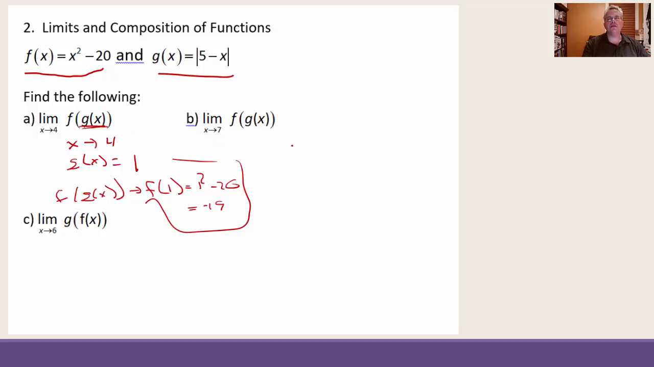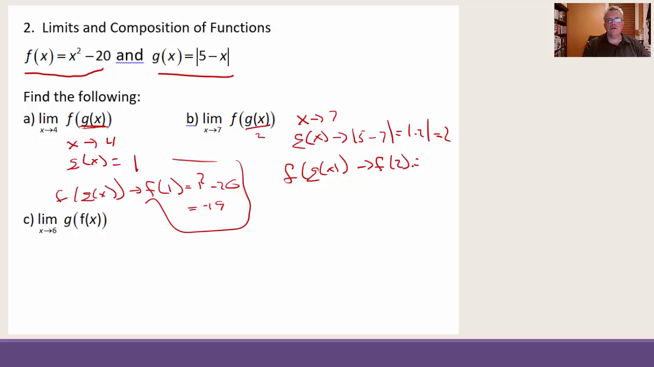All right, let's try this. x approaches 7. So the inside g of x is approaching g of 7, which is the absolute value of 5 minus 7, which is the absolute value of negative 2, which is 2. So this part right here is approaching 2. So the whole limit's approaching f of 2, which would be 2 squared minus 20, which is negative 16.